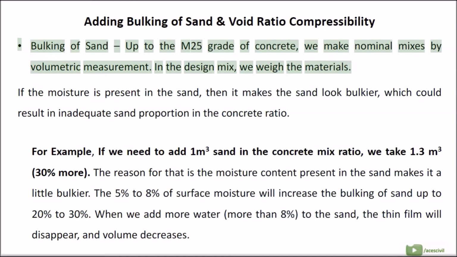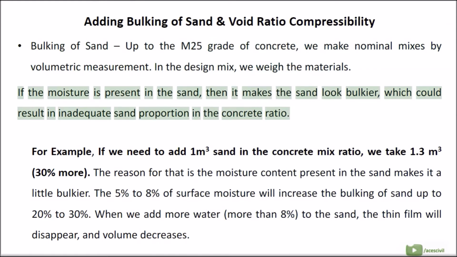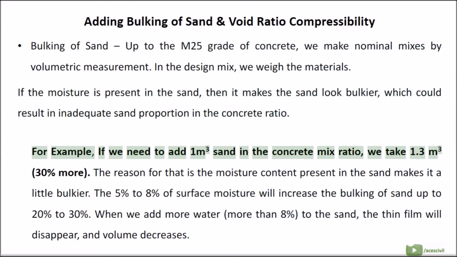We make nominal mixes by volumetric measurement. In the design mix, we weigh the materials. If moisture is present in the sand, then it makes the sand look bulkier, which could result in inadequate sand proportion in the concrete ratio. For example, if we need to add 1 cubic meter of sand in the concrete mix ratio, we take 1.3 cubic meters.